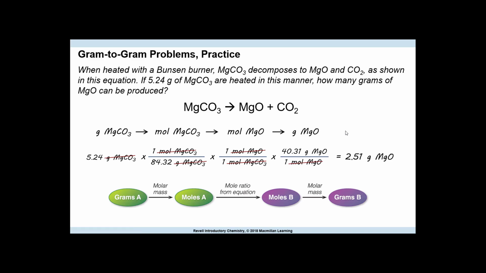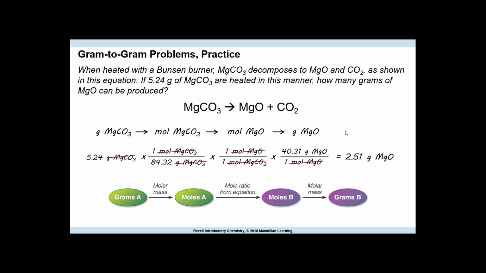Let's look at an example. When heated with a Bunsen burner, magnesium carbonate decomposes to magnesium oxide and carbon dioxide, as shown in this equation. If 5.24 grams of magnesium carbonate are heated in this manner, how many grams of magnesium oxide can be produced?